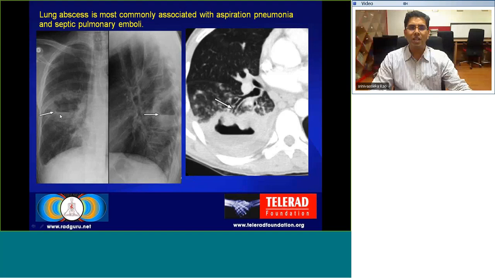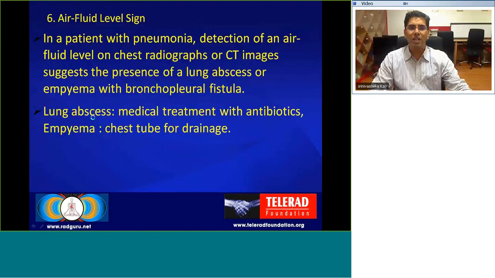This is a classical example demonstrating the air fluid level. This is an erect radiograph of the chest showing that fluid level. The same one on the lateral view demonstrates the fluid level, and the CT demonstrates the same with surrounding consolidation. This is typically seen, as I said, in lung abscess or empyema with bronchopleural fistula.